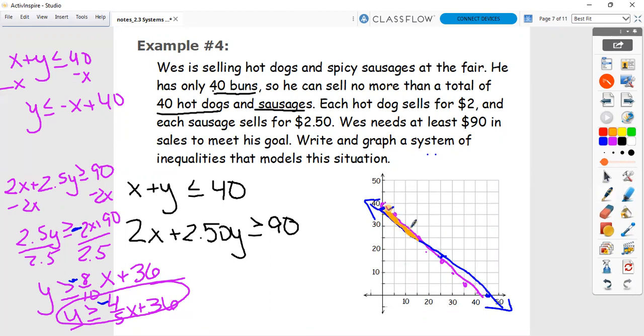So that is graphing systems of inequalities. We are graphing both inequalities, shading the area that makes both inequalities true, and then our solution set lies within the shaded region for both inequalities.